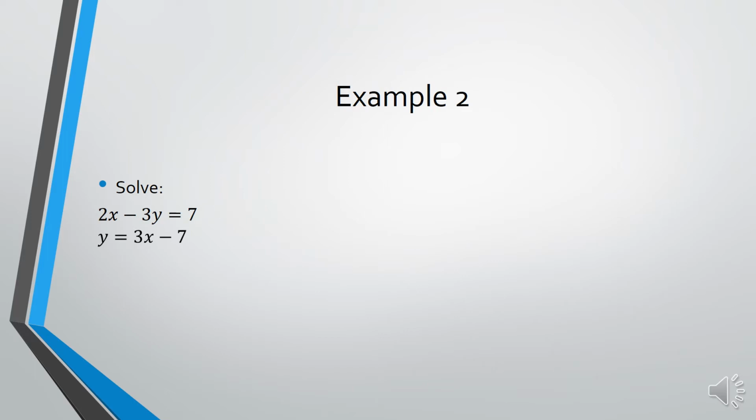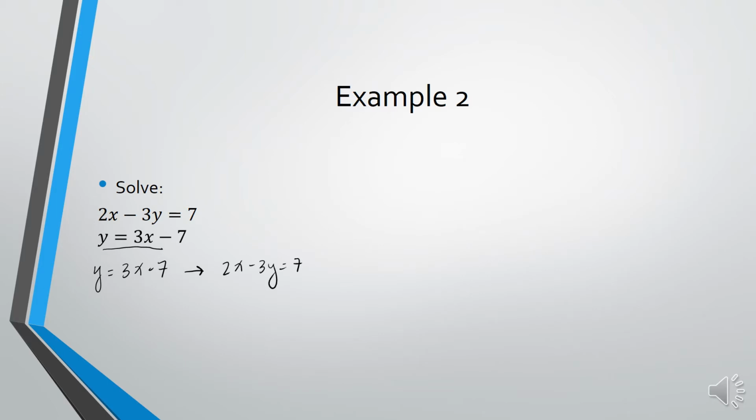Now we have one that's a little bit tougher. I have 2x minus 3y equals 7 for my first equation, and then y equals 3x minus 7 for my second equation. So first thing I want to do is solve for one of my variables. But we already have y solved for on my second one. Y is by itself. So that's my first step. We've solved for one of the variables. Then I'm going to take that information and plug it into the other equation.